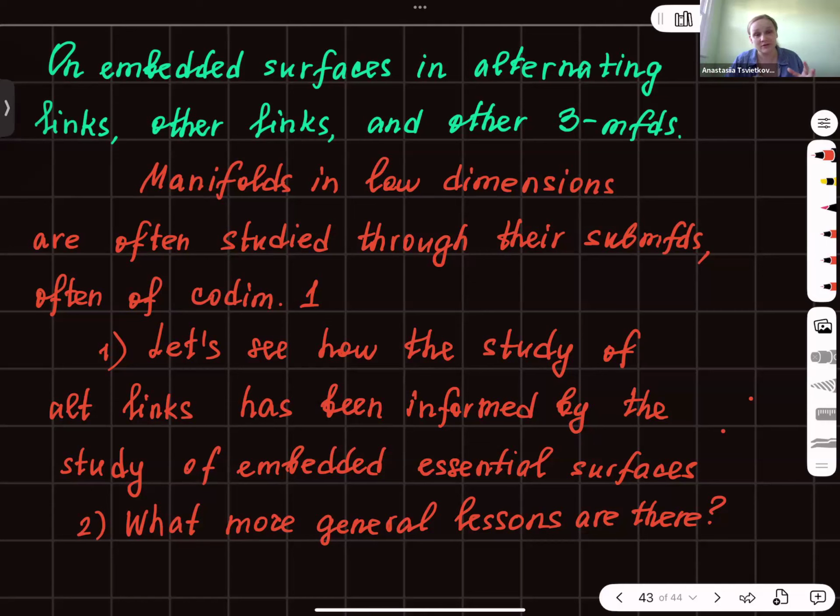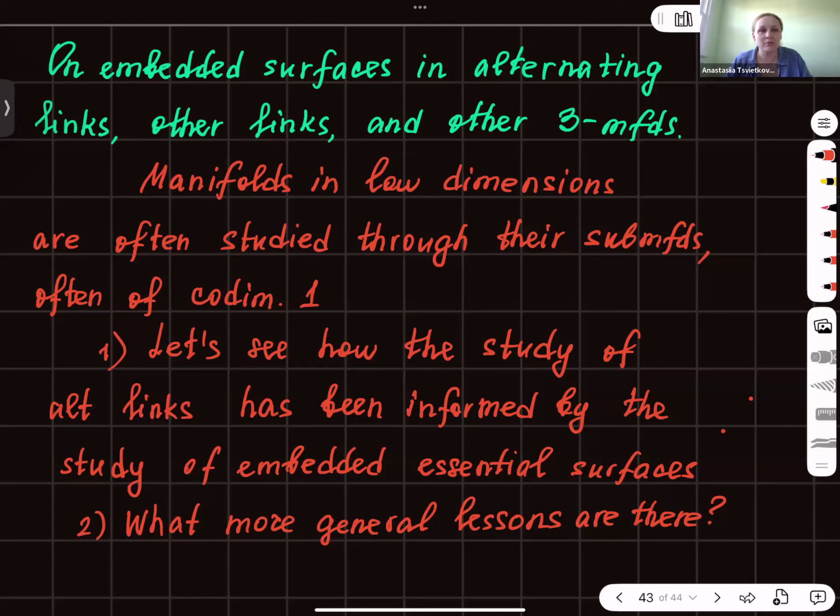In particular, if you look at one particular family of manifolds, alternating link complements in the 3-sphere, their study was very much advanced by the study of embedded essential surfaces. Many fundamental facts about them were proved using essential embedded surfaces. So I'd like to look at those historical results, but also at how they inform our study of links more generally.